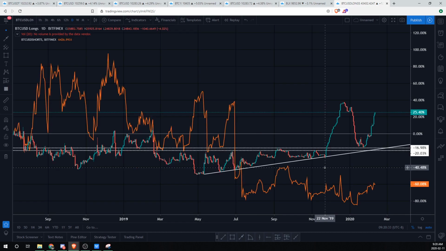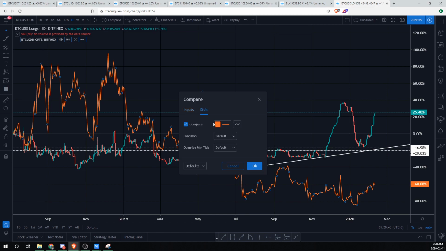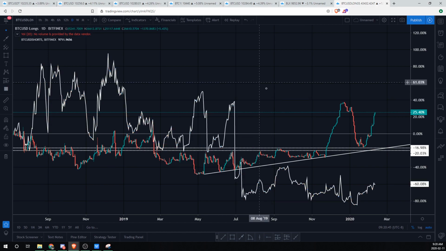Actually, I think I'm going to leave this on the chart. This is actually a pretty good situation to have in terms of the comparison here. I think that's a good thing to leave. But anyways, let's continue on with the analysis.